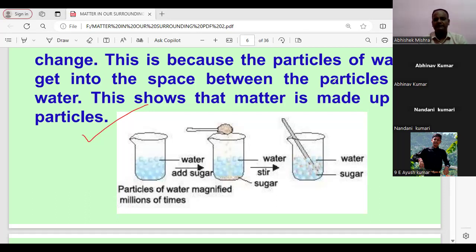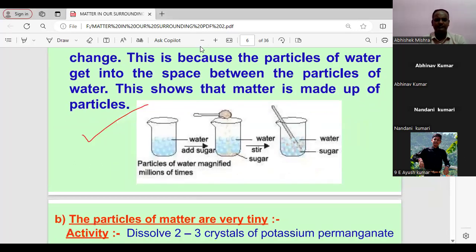Abhinav, unmute yourself. Yes, sir. Abhinav, can you recall and say what is going on in this activity? Particles of matter have spaces between them. Okay, particles of the matter. How is this activity performed? I want to know that part. How is this activity performed?